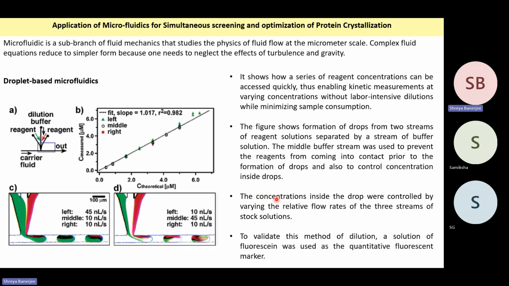So you can see the concentration inside the drop is controlled by varying the relative flow rates of the three streams. And this will help you. So instead of carrying out a long experiment, you can vary the concentration in each drop. So that will give you an idea of the optimum protein concentration. So this is called microfluidics because you're carrying out the experiment on a very microscopic scale.